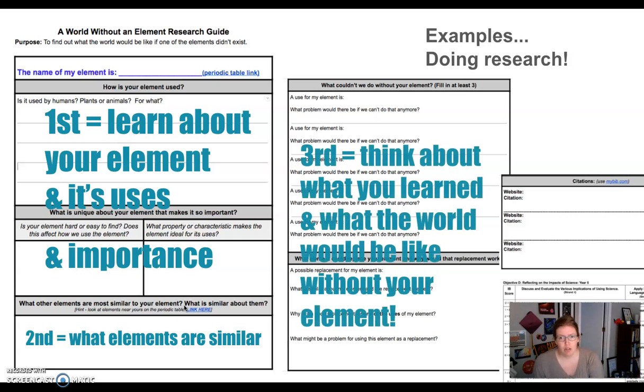Then the third step in doing your research is actually kind of not doing the research, but thinking about it. So the third step is, what would the world be like without your element? And what could maybe replace it? How well would it work? So really doing that thinking of, well, I know that my element's used for this, so what problems would there be if we couldn't do that thing anymore? And then the whole time, you want to be saving any websites or resources that you're using so that you can cite them in your bibliography at the very end when you're making your final product for your project.